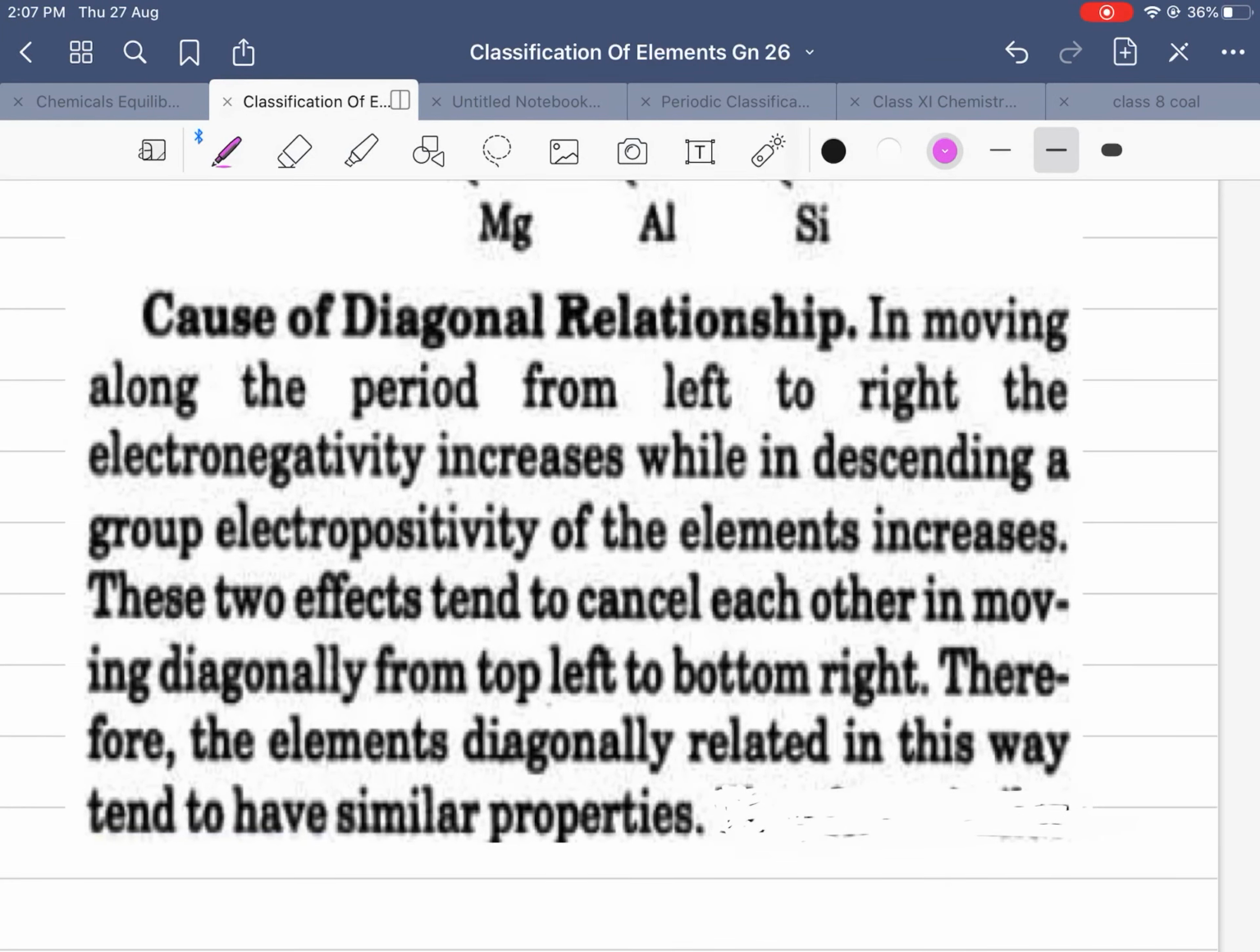Now, what is the cause of the diagonal relationship? In moving along a period from left to right, the electronegativity increases, while in descending a group, the electropositivity of the elements increases. These two effects tend to cancel each other in moving diagonally from top left to bottom right. Therefore, the elements diagonally related in this way tend to have similar properties.